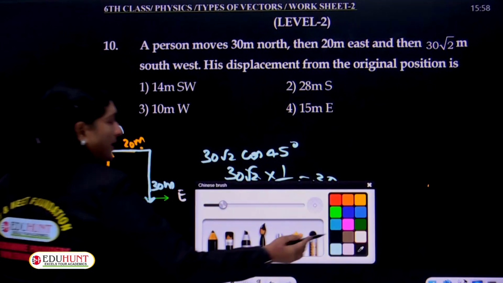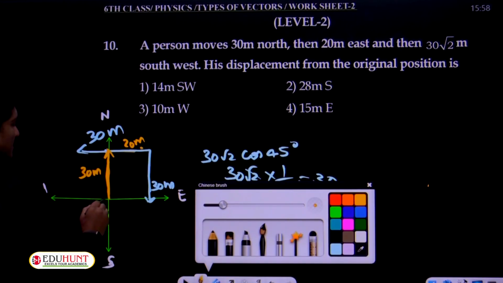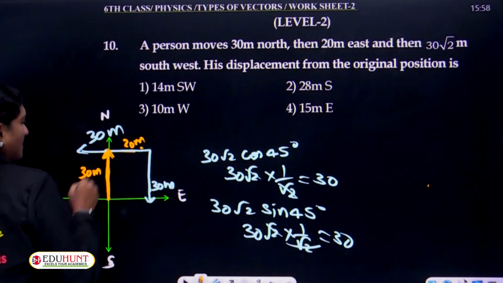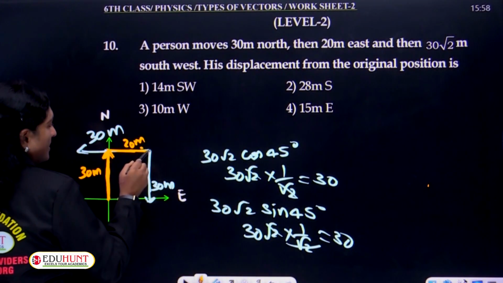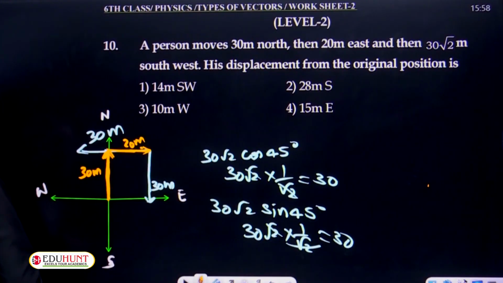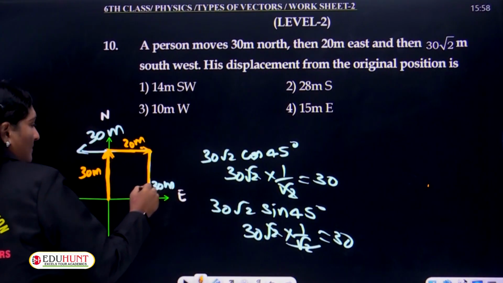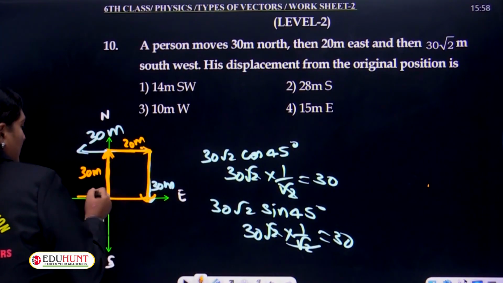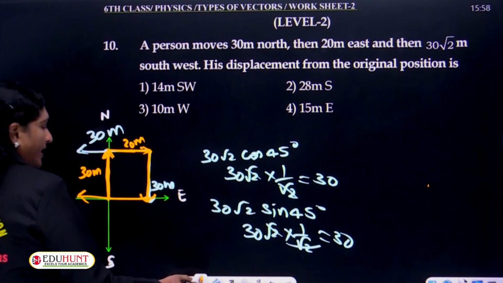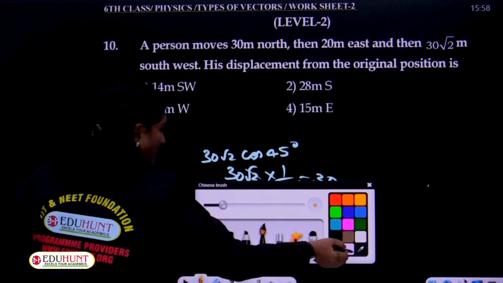So once again, let us recall our condition. This way he is going 30 meters. This way he is going 20 meters. And again, down he has come 30 meters and horizontally he covered here. So where was his initial position, children?